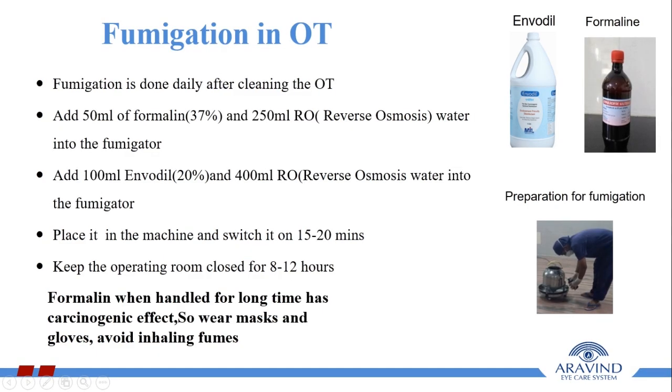Fumigation in OT. Fumigation is done daily after cleaning the OT. Add 50 ml of formalin, that is 37%, and 250 ml of reverse osmosis water into the fumigator. Add 100 ml of Envodil, 20%, and 400 ml RO water into the fumigator. Place it in the machine and switch it on for 15 to 20 minutes. Keep the operating room closed for 8 to 12 hours.